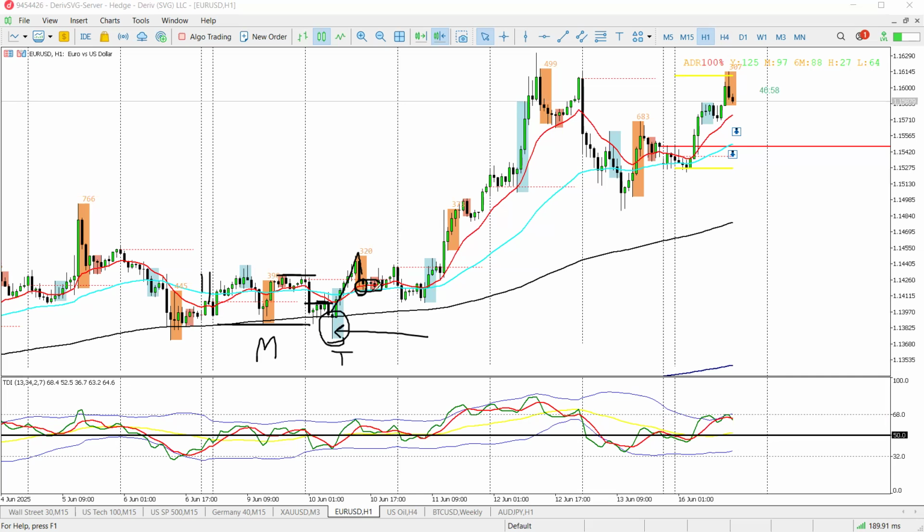This is New York session. This is New York PM session. If you are buying in any of these areas, what's your target? You are aiming for this high. You are aiming for these highs because those are the points of interest where price can get to.